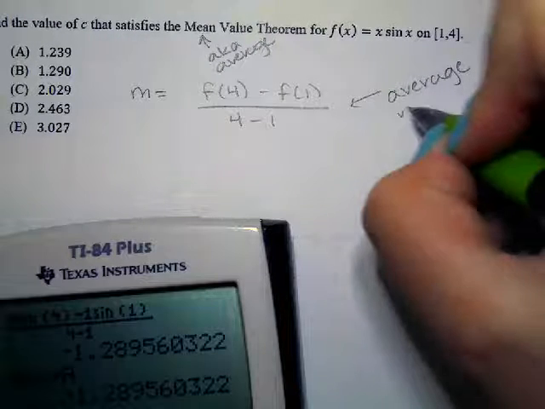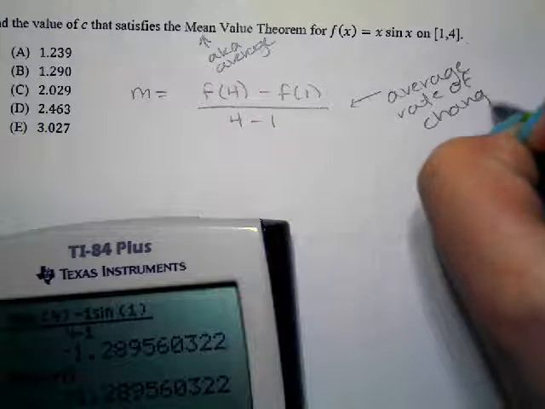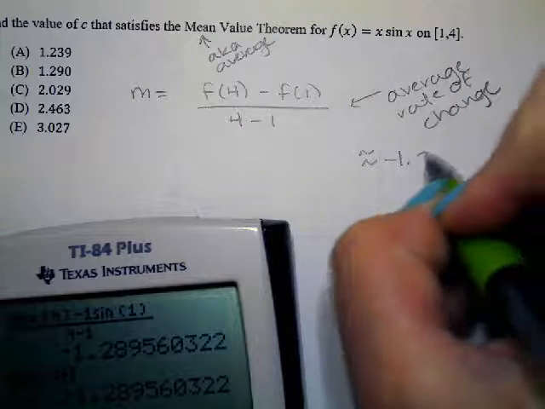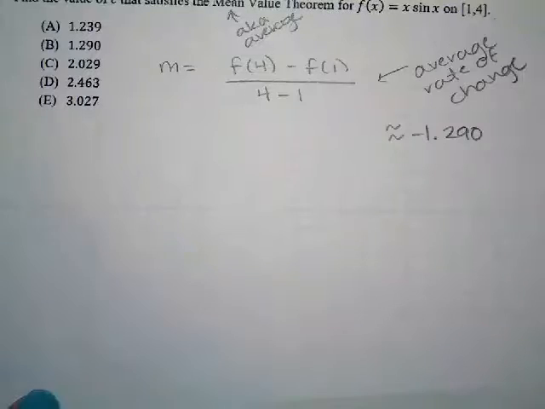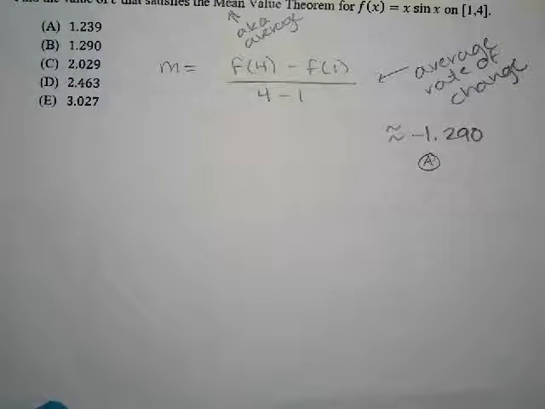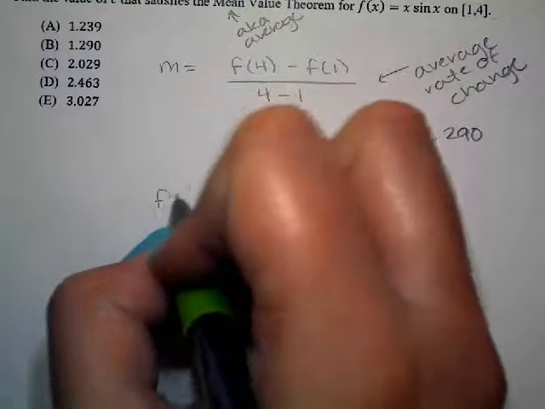Okay, so the average rate of change is approximately negative 1.2895, and I stored that as A. The mean value theorem says whatever the average rate of change is, the instantaneous rate of change has to be the same as it somewhere along that curve of the derivative. So we're going to find the derivative. f prime of x is, and this is a product rule, so how do we do the product rule?